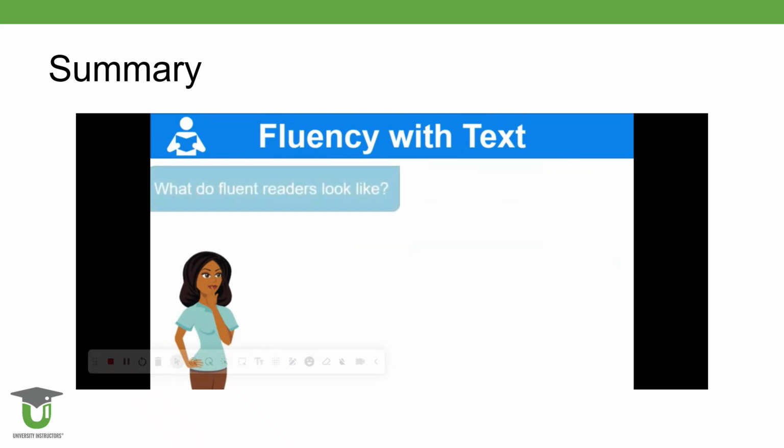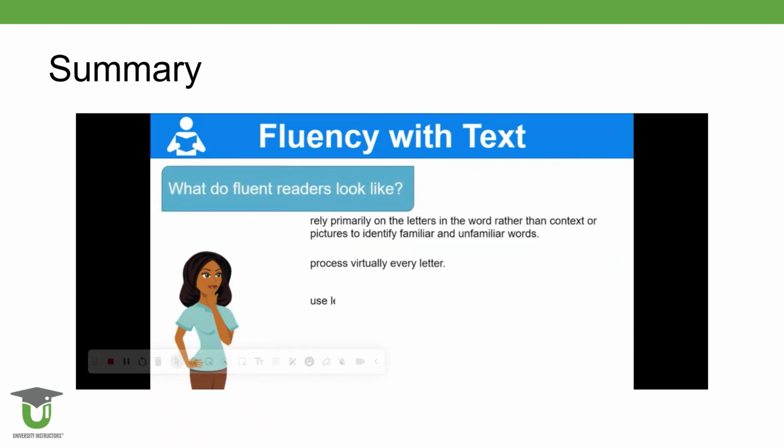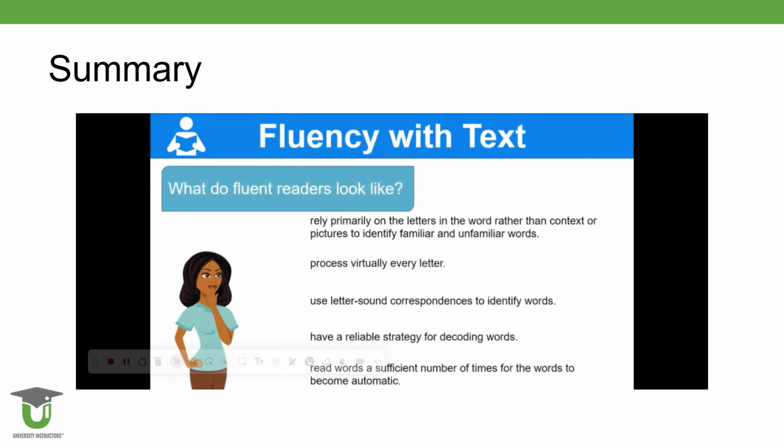So, what do fluent readers look like? Fluency research says that successful readers rely primarily on the letters in the words rather than context or pictures to identify familiar and unfamiliar words. They process virtually every letter. They use letter-sound correspondences to identify words. They have a reliable strategy for decoding words. And they read words a sufficient number of times for words to become automatic.